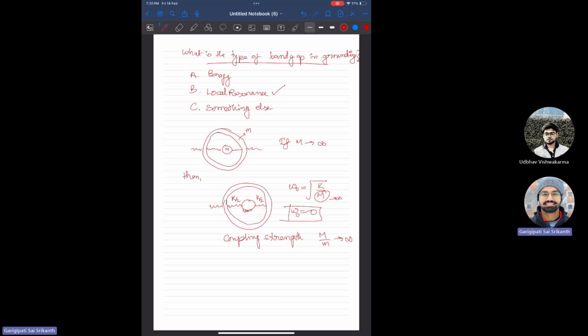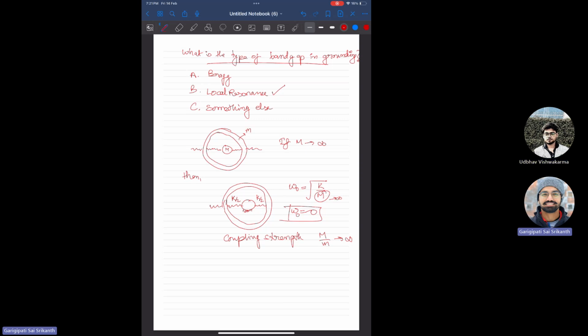There is no pure local resonance because you cannot remove the periodicity of the crystal. Bragg is always going to be there. But the question now is, Bragg band gap is all about interference of waves. Local resonance, as the name suggests, opens a small narrow band gap.